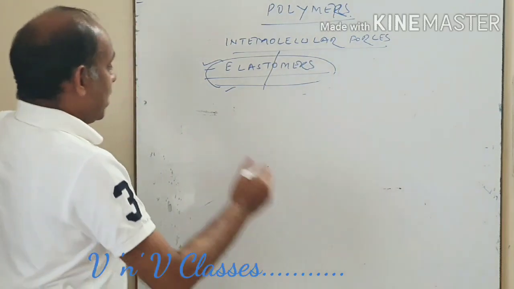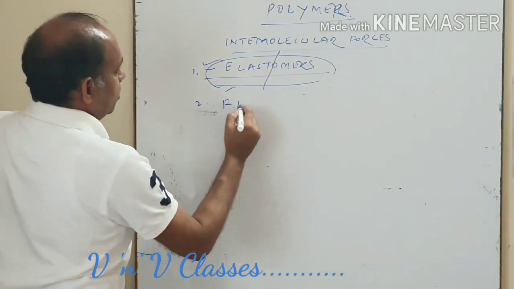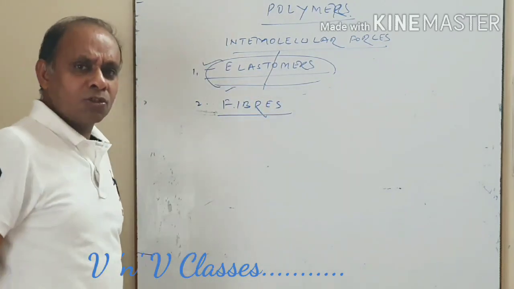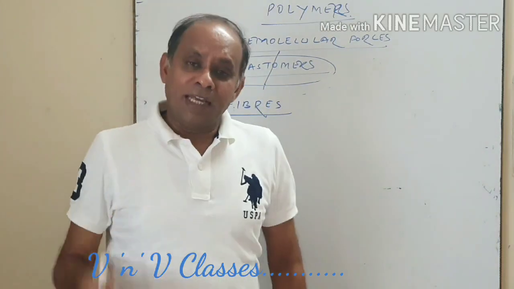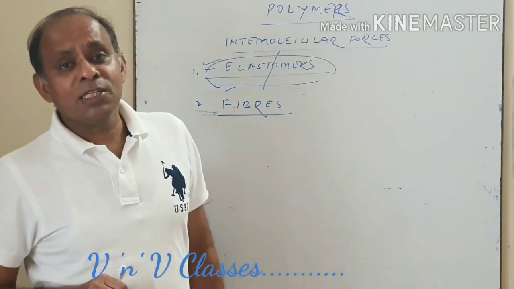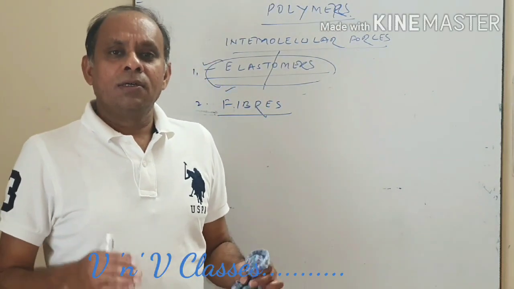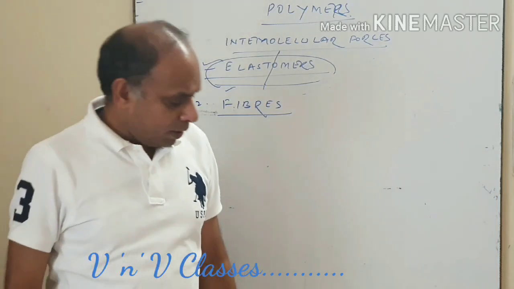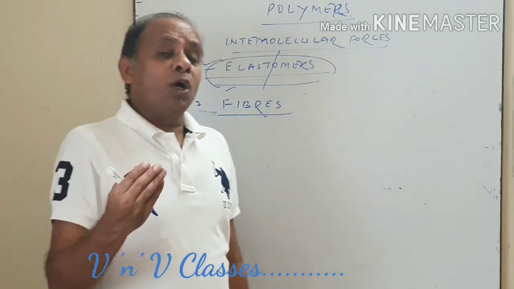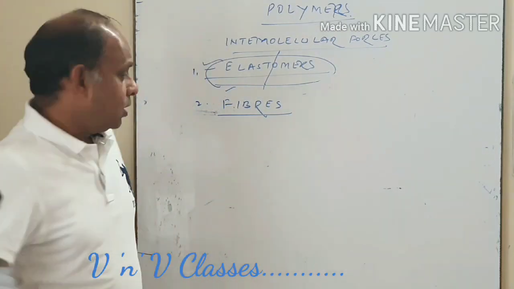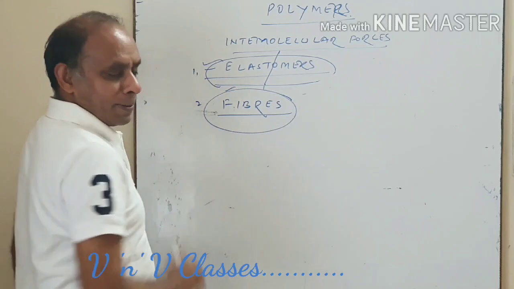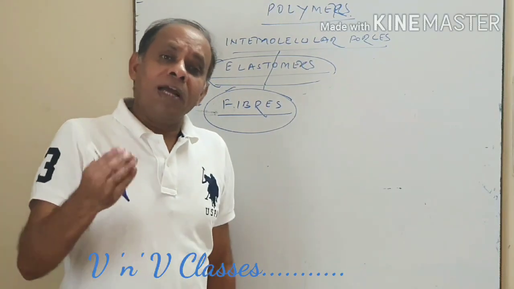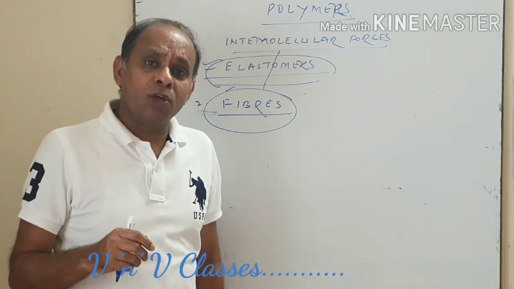Now second, we have fibers, just opposite to the elastomers. When I say fibers, what is the meaning of these fibers? Fibers have the strongest forces in the polymers. When anybody asks, name the polymers with the strongest intermolecular force? These are fibers. And interesting, what do they develop? Why are they called the strongest intermolecular forces?